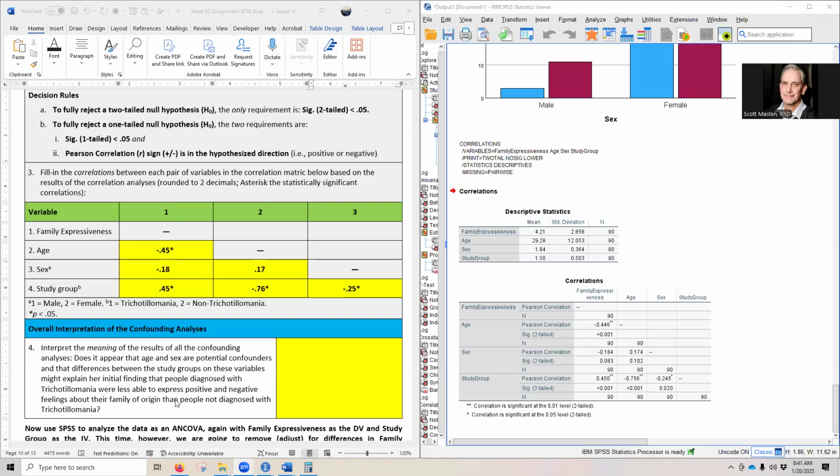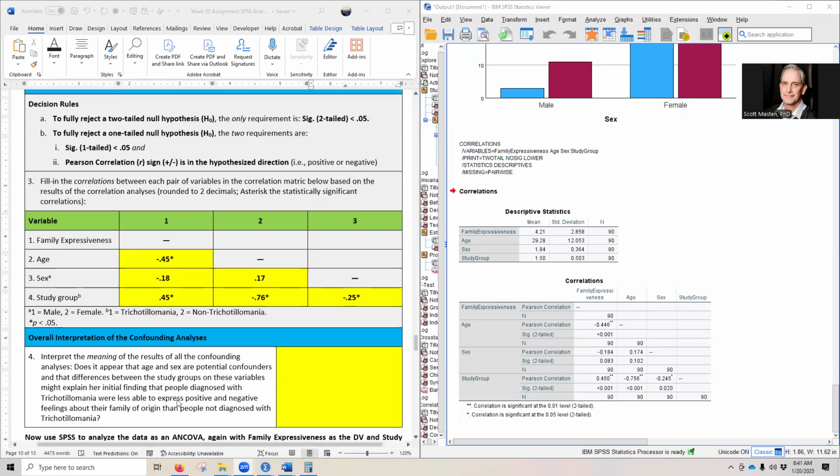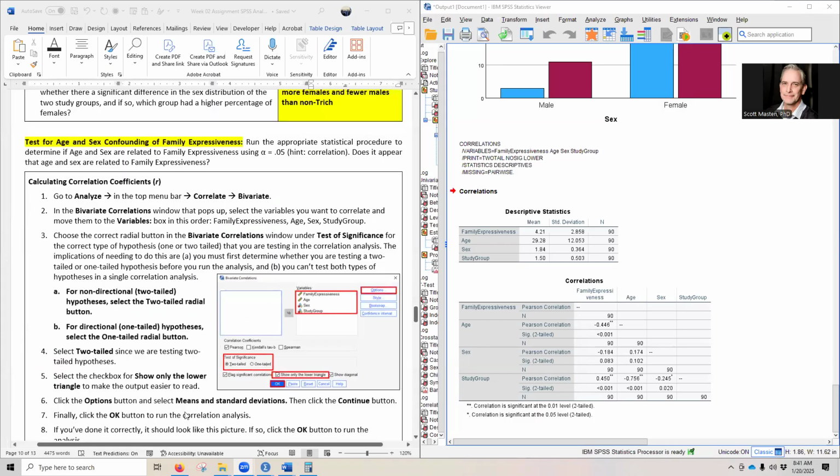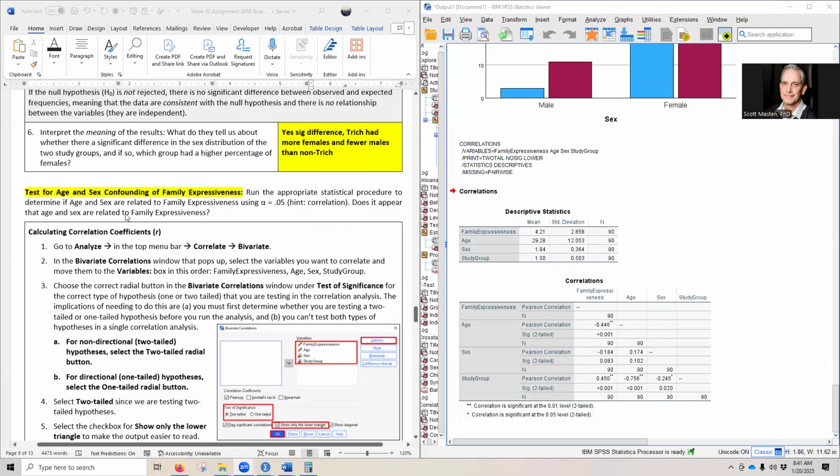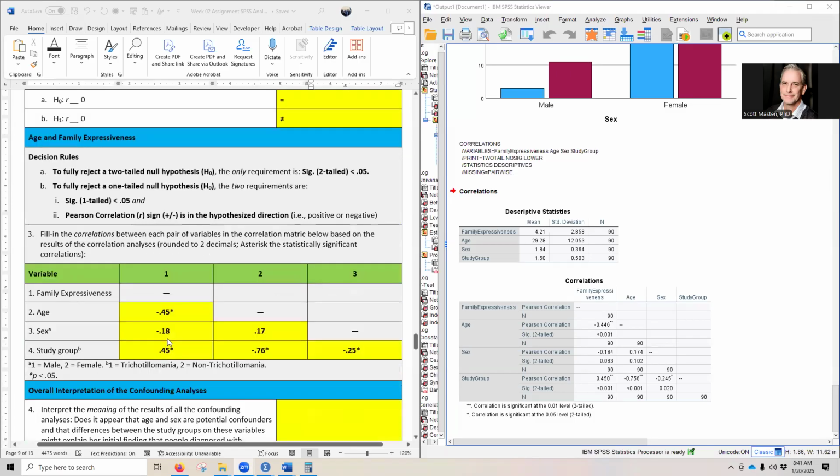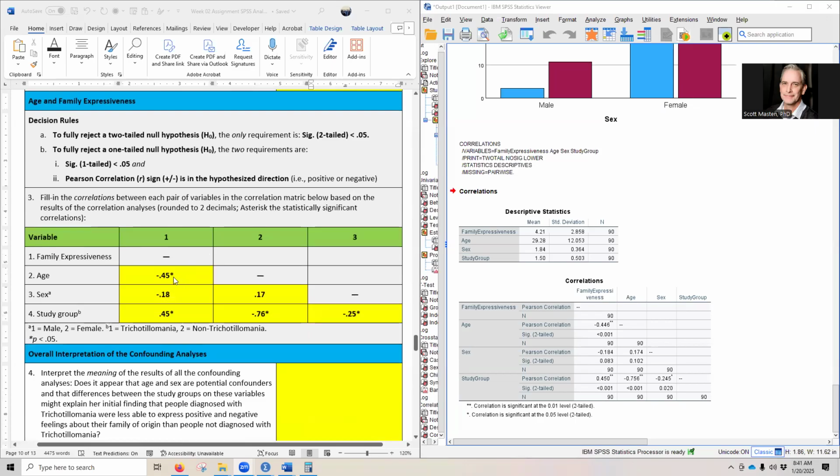So, overall interpretation of the confounding analyses. Interpret the meaning of the results of all the confounding analyses. Well, let me back up a sec. The question we were answering on this particular subset here is, does it appear that age and sex are related to family expressiveness? Family expressiveness is column 1. Age, yes. Sex, no. So age was associated with family expressiveness. Those are older, so negative. As one goes up, the other tends to go down. So older persons tend to have lower family expressiveness.